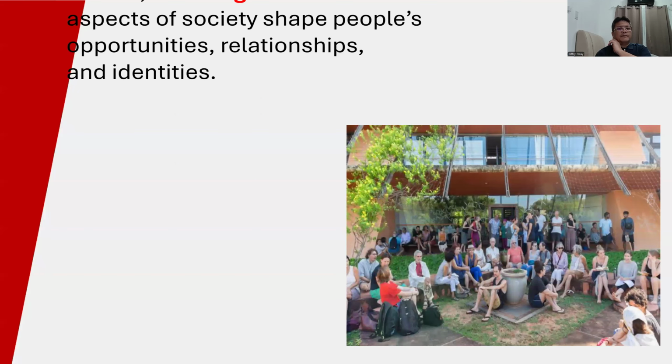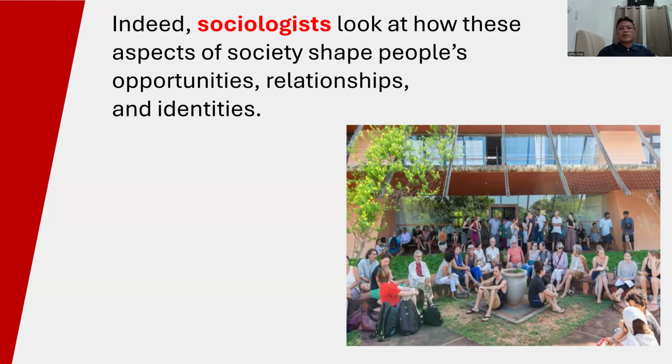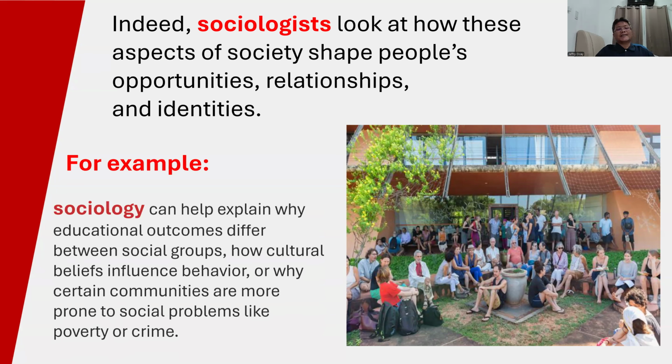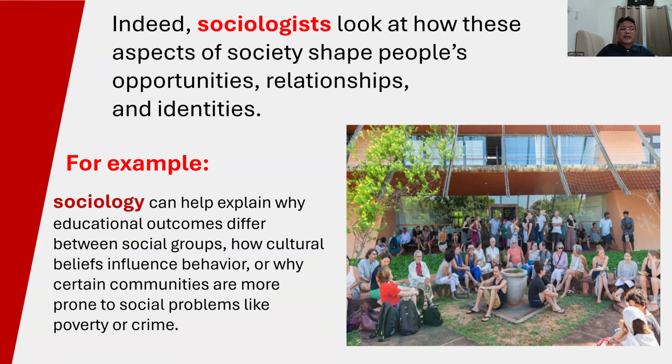And indeed, sociologists look at how these aspects of society shape people's opportunities, relationships, and identities. For example, sociology can help explain why educational outcomes differ between social groups, how cultural beliefs influence behavior, or why certain communities are more prone to social problems like poverty or crime.